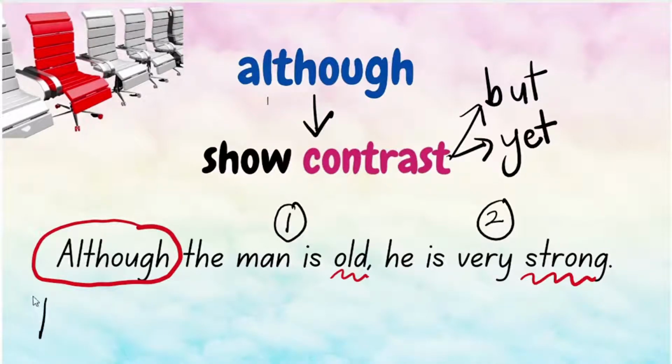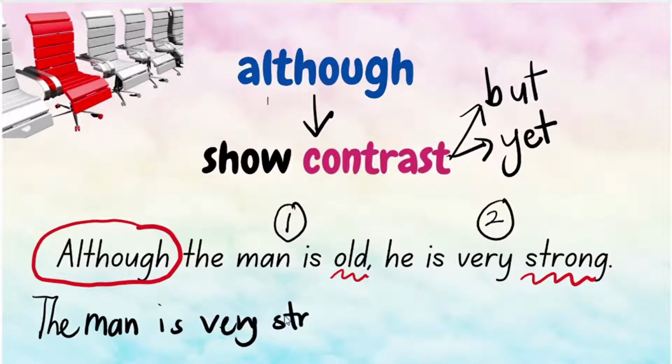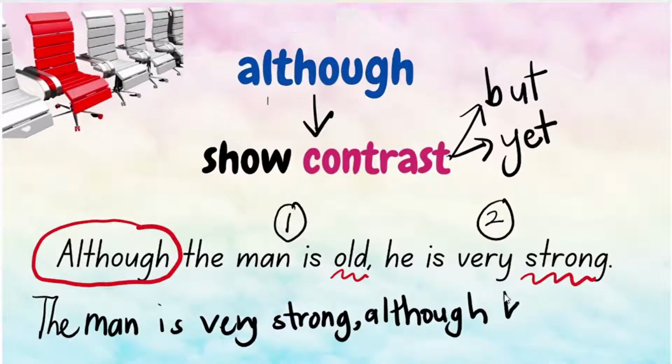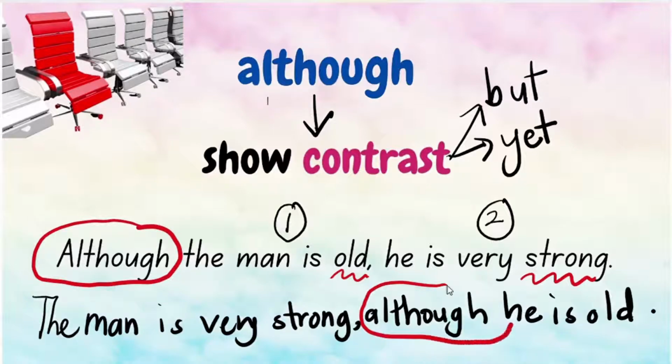He is the man. So, the man is very strong, okay, comma, although he is old. Okay, if you want to put it in the middle, you put the comma. Letakkan tanda koma. Okay. Although. That's how you do it.